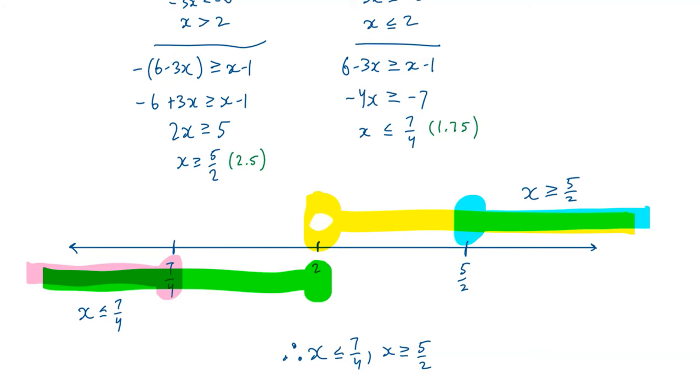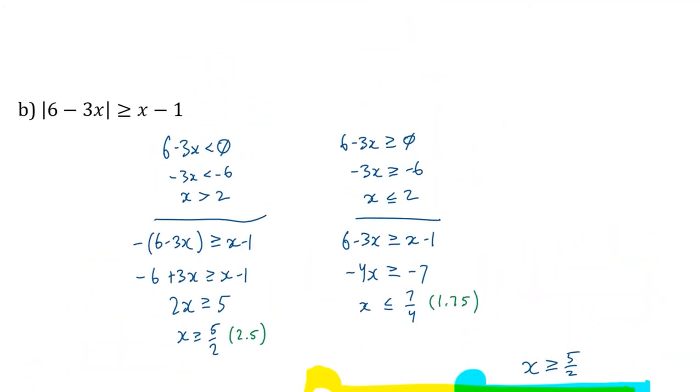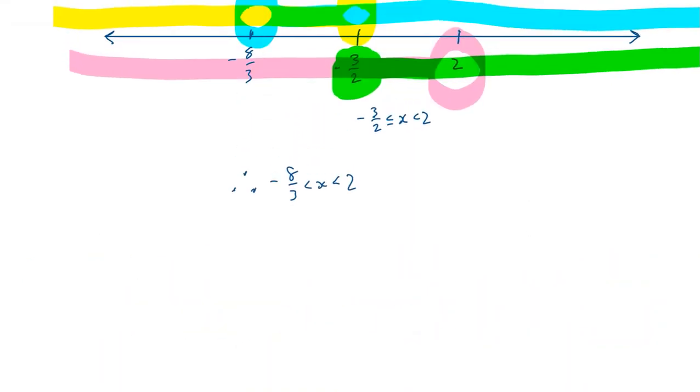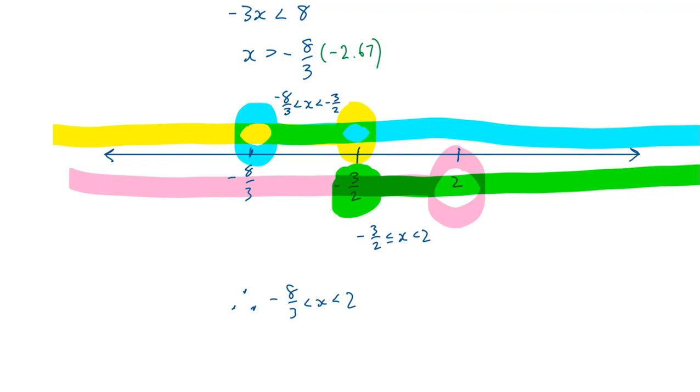Any questions? Yes? How were we able to combine them in the last question? Let's take a look. Because they met in the middle. This one was up to negative 3 over 2. And this one included 3 over 2 and kept going, if you think about traveling along a number line. So they met at negative 3 over 2, so we could combine them together.